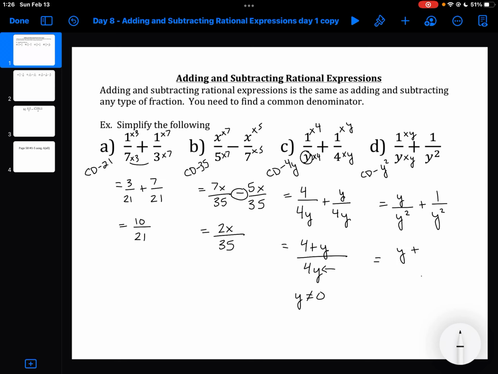Now I've got y plus 1 on the top, y squared on the bottom, and just like before, I've got the restriction that y can't equal 0. Let's try a couple more examples.